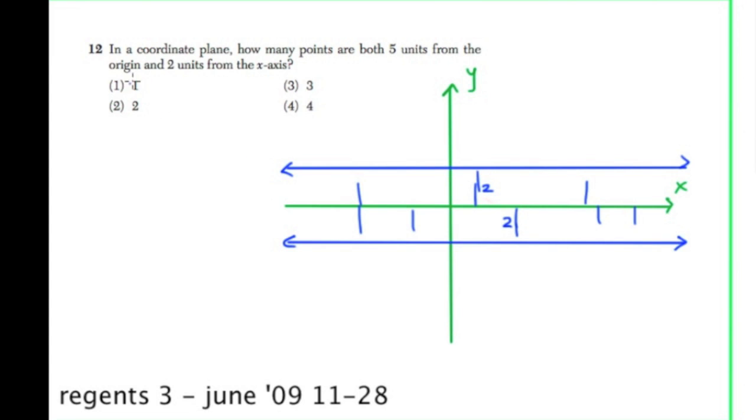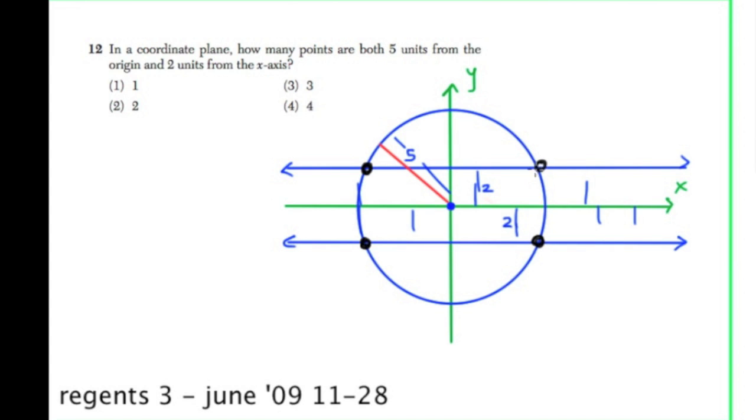And now they're saying 5 units from the origin. So it just gives you a point, which is the origin right here, and then they're telling you 5 units from it. So that's going to be a circle, and I'll just place it here. And you can just pretend that this distance is 5. So now let's look at the locus and see where the loci intersect, and how many points they intersect. That's going to be our answer. So there's an intersection here, here, here, and here. 4 intersections. So choice 4.